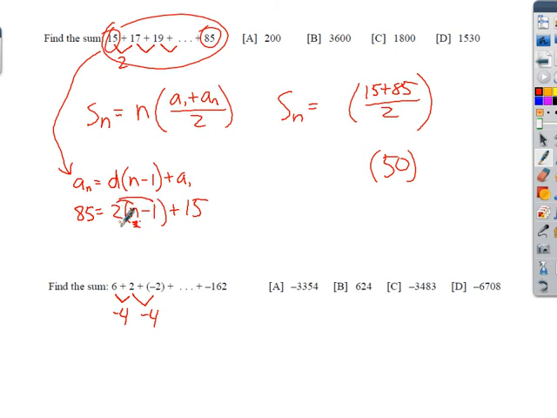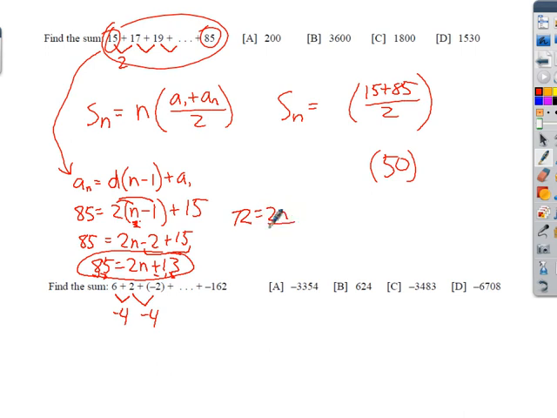And now I'm going to combine some like terms here, -2 and +15. So I've got 85 is equal to 2n plus 13. Now I've got it pretty simple into kind of like a 7th grade, 8th grade type equation. And I'm going to solve this. So I'm going to subtract 13 from both sides. Running out of space, I get 72 is equal to 2n. I'm going to divide by 2 on both sides, and I get n is equal to 36. Alright, so there are 36 terms in the sequence.